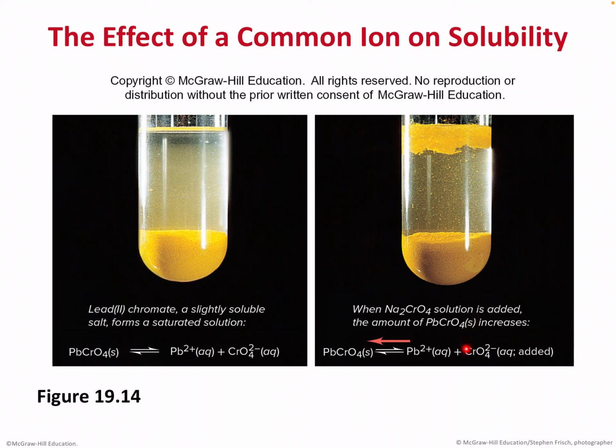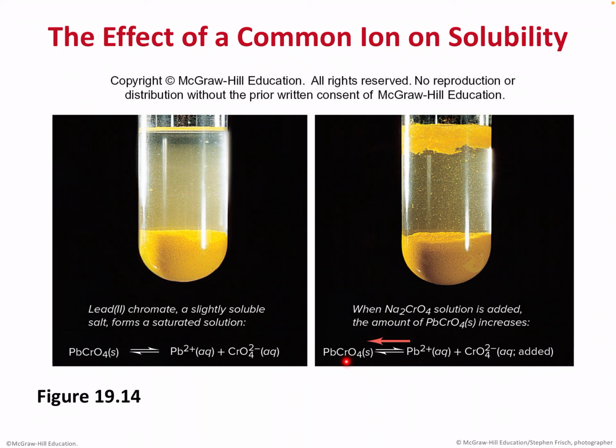According to Le Chatelier's principle, when you add sodium chromate, you are adding chromate ion, which is on the right side. When you add one of the products, what's going to happen to the equilibrium? It will reverse the reaction, right? Because we want to come back to the equilibrium. Now that you have more of the product, equilibrium will shift, making more lead chromate, right?